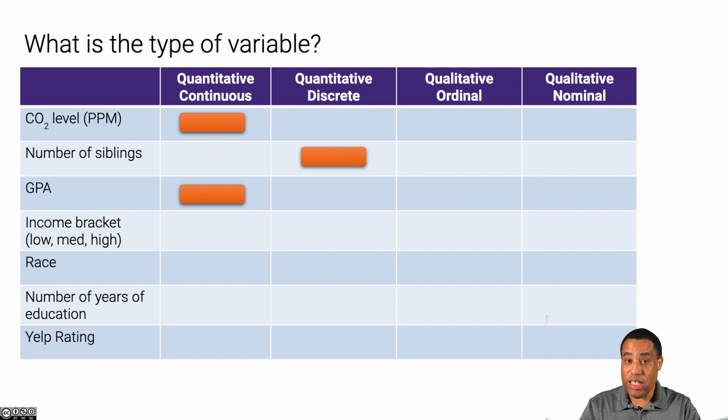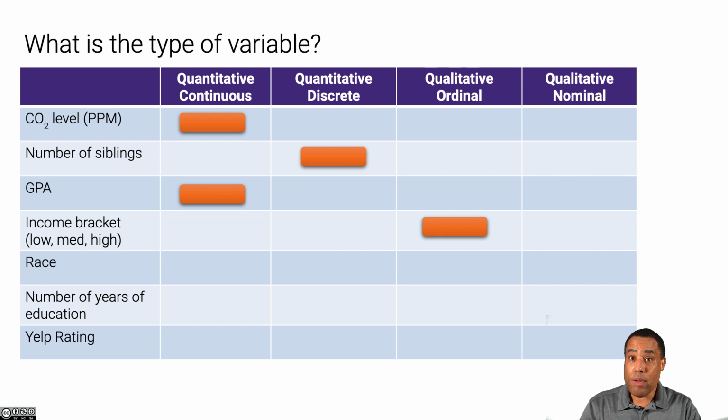Now, the next one is income bracket. So here I'm giving you labels low, medium, and high. So what type of variable is that? Think about it for a moment. Okay, so I didn't tell you what I mean by low, medium, and high, right? For example, low might be less than $10,000 per year, and medium might be $10,000 to $100,000 per year, and high might be over $100,000. So the levels might not be equivalent, and I'm just telling you a relative ordering, but I'm not telling you what they mean. And so that's going to be qualitative ordinal.